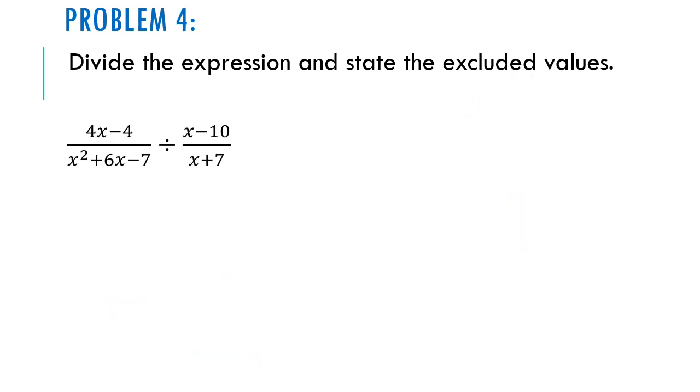Right, last problem. Divide the expression and state the excluded values. So once again, before we start, see if you can factor anything. I know some things I can factor. On the top, I have a 4x minus 4. That's a GCF. I can factor out a 4. On the bottom, that's a trinomial. There's 3 terms. I'm going to need a box to factor that. So I'm just going to go off to the side and make a little box.